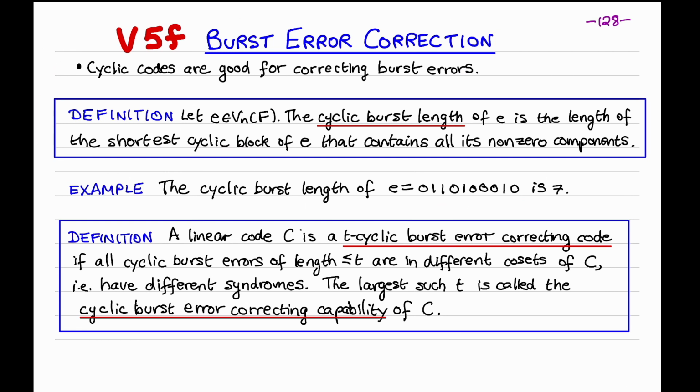The linear code C is a T-cyclic burst error correcting code if all cyclic burst errors of length at most T are in different cosets of C. In other words, have different syndromes. The largest such T is called the cyclic burst error correcting capability of the code. This definition makes sense because the received vector is in the same coset of C as the error vector. And so, if we want to use the code C to correct all cyclic burst errors of a certain length, then all those cyclic burst errors must lie in different cosets of C.